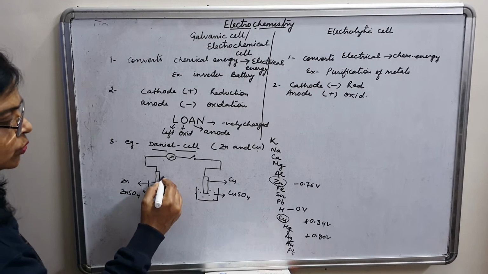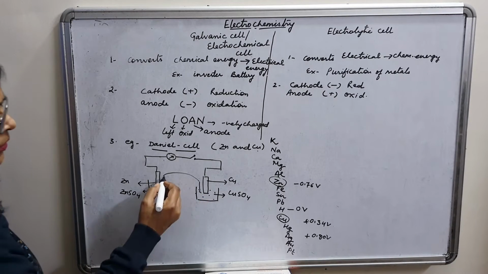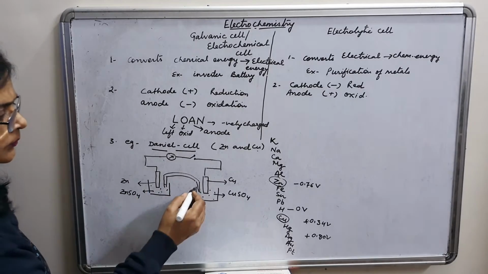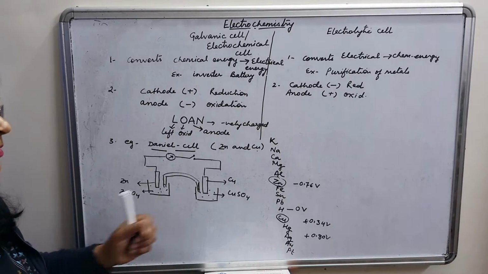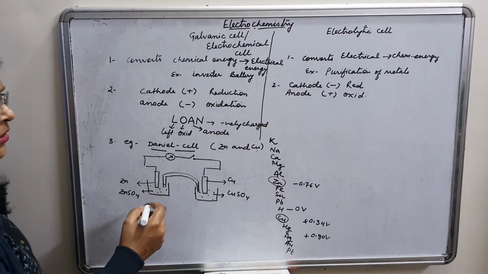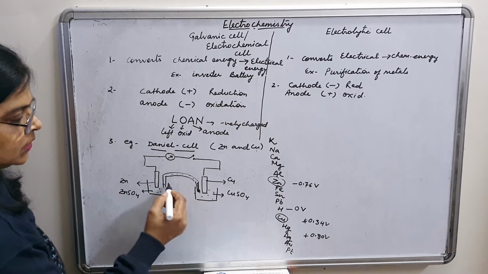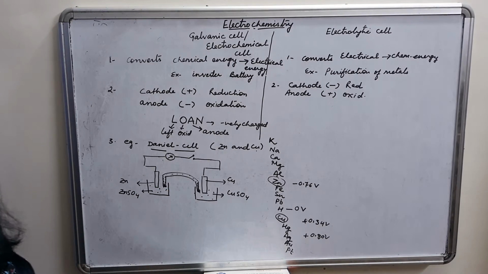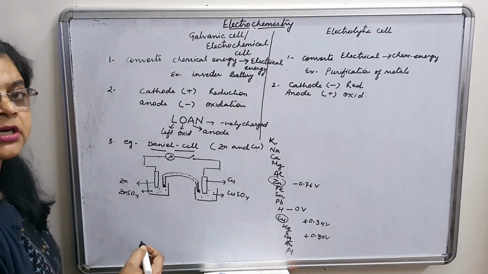So to complete the internal circuit, this salt bridge is taken. This is the U tube, tube in the U shape made up of glass, in which inert electrolyte is filled there in the semi-solid form. Semi-solid form means it is mixed with some substance which is not purely liquid and not purely solid, because there will be problem in conductance.